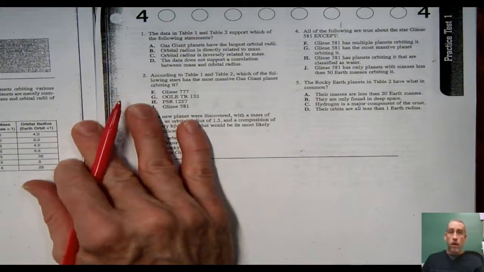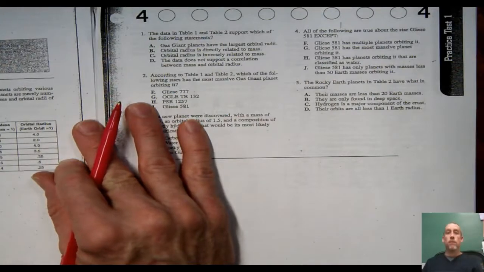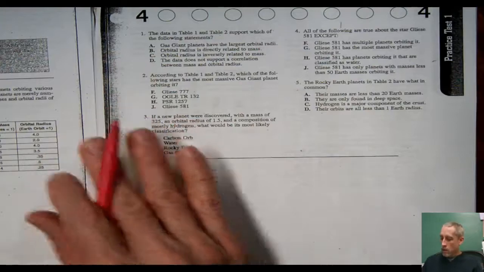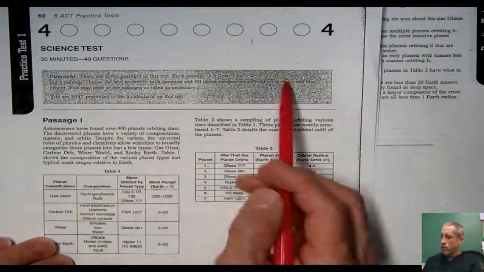So what I'm going to try to do is pretend like I'm actually taking this and see if I can work through these 5 questions in the 5 minutes that I suggest for each passage. Then you can listen to the logic and the reasoning that I use. I'm going to do all of my thinking out loud so you can understand how I approach this kind of thing.